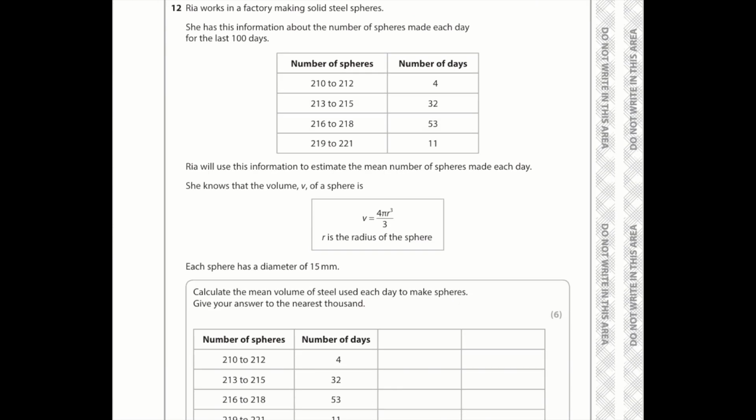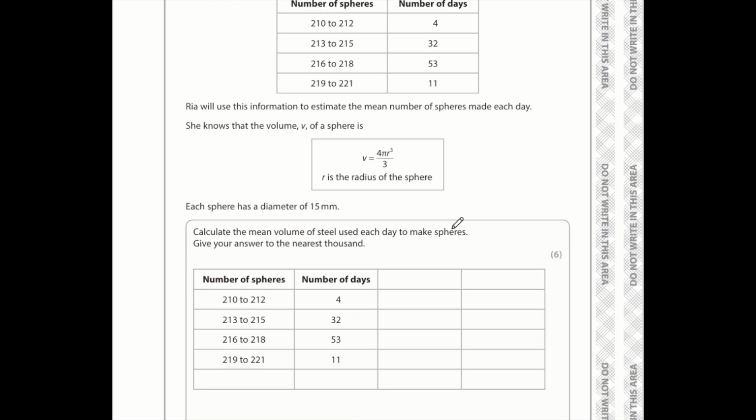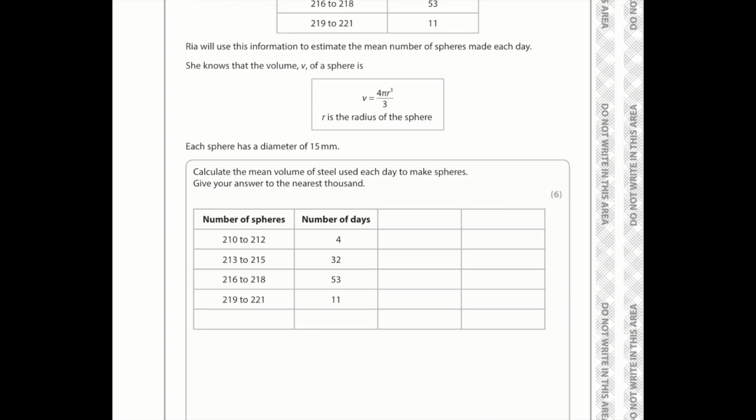Okay, question number 12. This information in the table is just reproduced down here, so let's just scroll down. So what we need to do is to work out the mean number of spheres made, and we also need to work out the volume of a sphere. Even if you don't know where to go with this question, there's a reason why they've given you this formula. You need to use it.